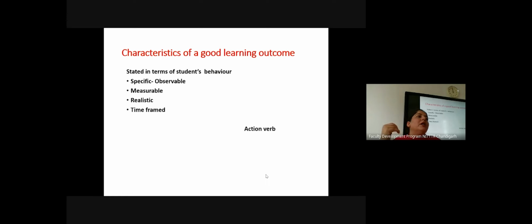It must be time framed. How many academic days do we get within a semester? Approximately. Yes, any member connected with us online? In one semester, more or less how many academic days are available with us?